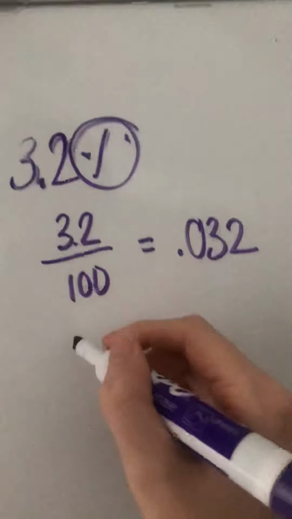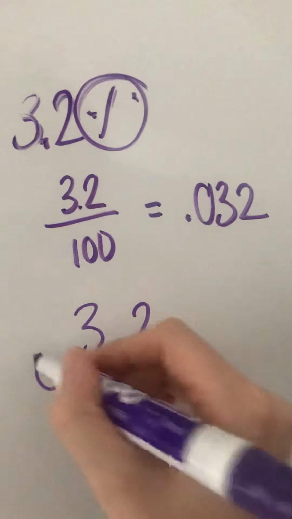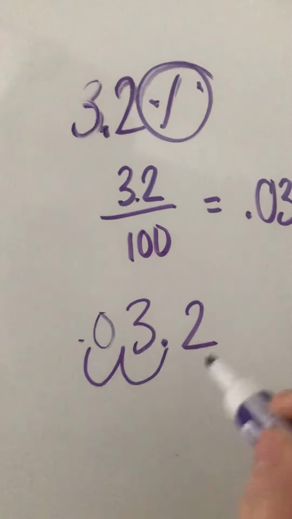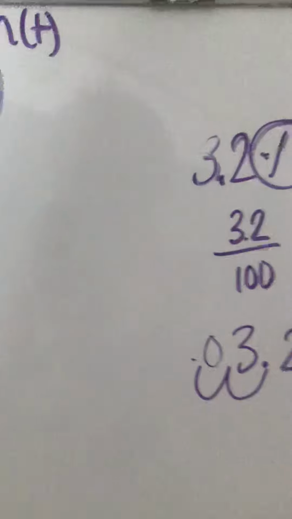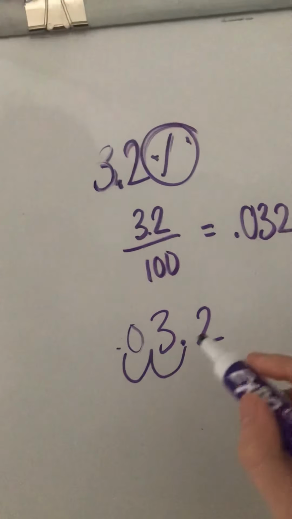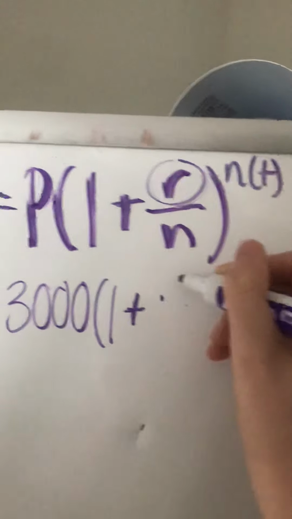0.032, or you can remember the shortcut of you move the decimal to the left 2 places. That's what's happening when you divide by 100. Either way, you're going to get the same answer. So that is now this, 3.2% represented as a decimal. So I can take that and substitute it in for r.